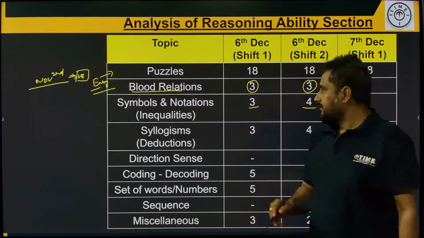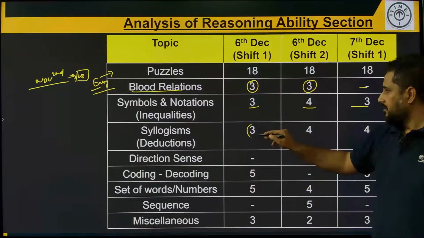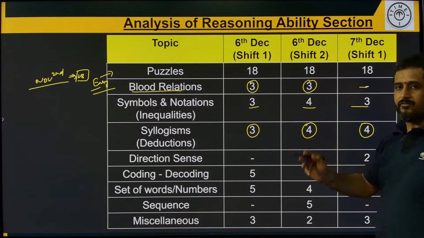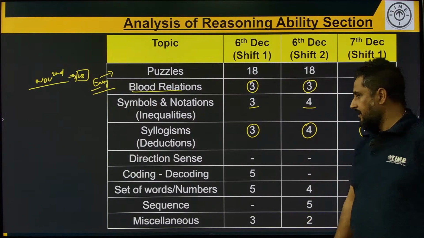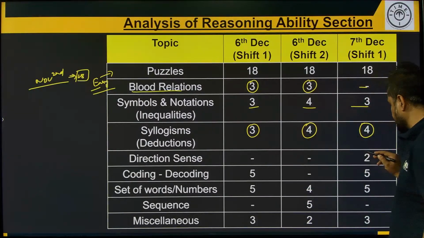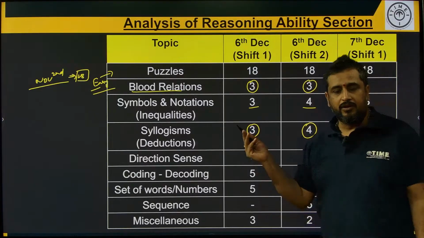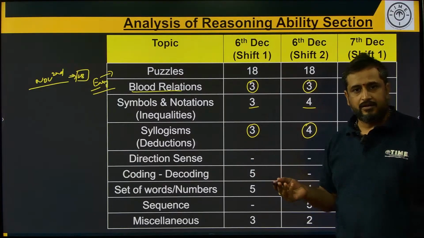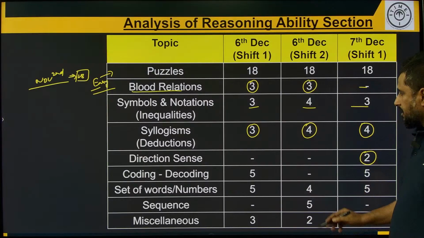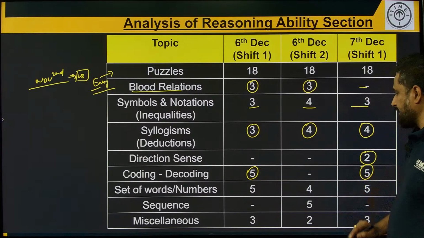And symbols and notations are given in every slot. Syllogisms also are given in all the slots, in the range of 3 to 4 questions. And direction sense is given in only one slot, according to the slots which are available. We have information for only 3 slots, so among these 3 slots, in one of the slots they gave direction sense. Coding-decoding was given in 2 slots with 5 questions each.